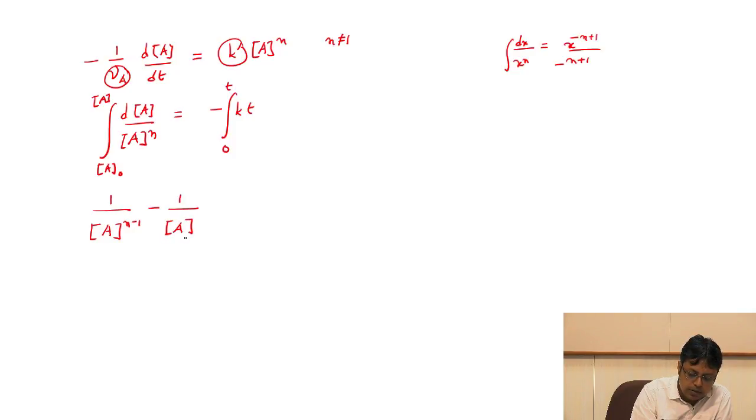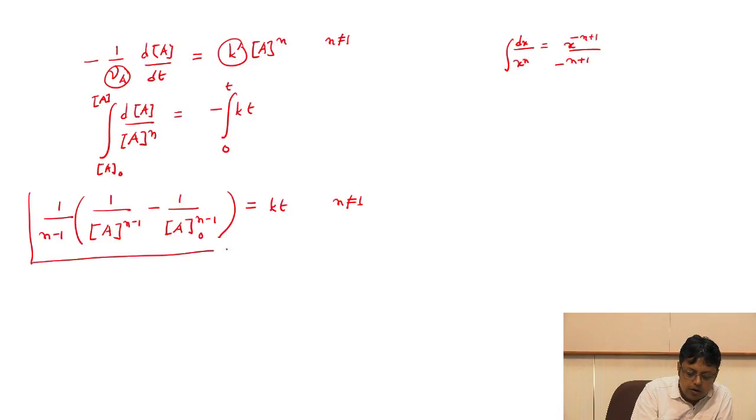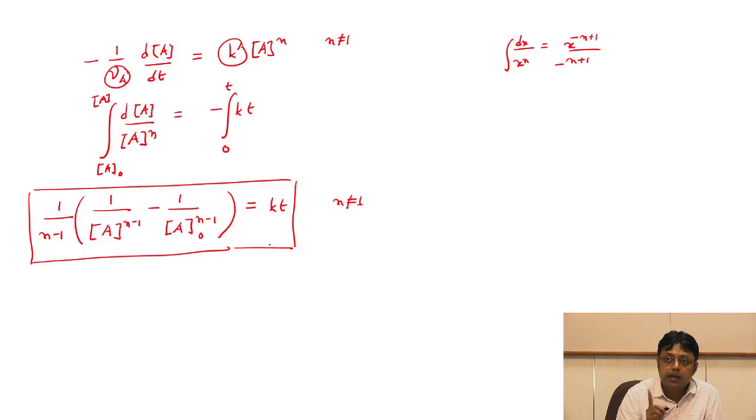We are writing a0 like this, to the power n minus 1. That will be, or we can also write it as 1 over n minus 1 here, equal to kt. Of course, this is true for n not equal to 1. This is true for any order reaction, like second order, third order, or fourth order, whatever we are saying, provided the rate is dependent only on one species, which means the molecularity is only 1.